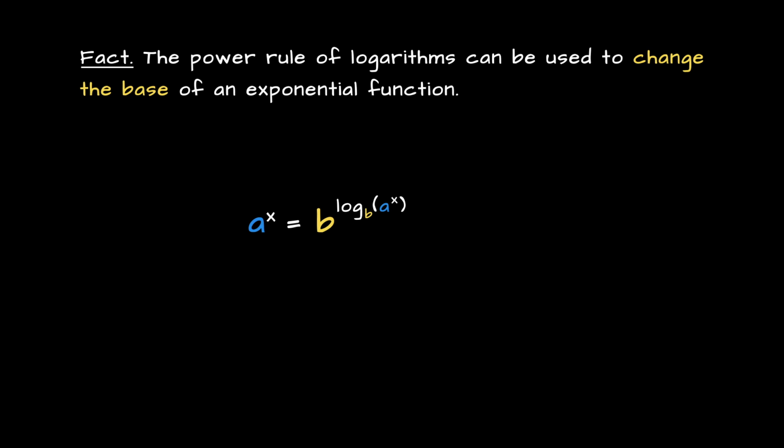And now we can simply use the power rule of logarithms to take this exponent inside the logarithm and move it out in front. And when we do that, we can rewrite our expression as b raised to the power of log base b of a times x. And just like that, we have started with an exponential function with base a and converted it to an exponential function whose base is b. You can always do this to convert between any two bases.